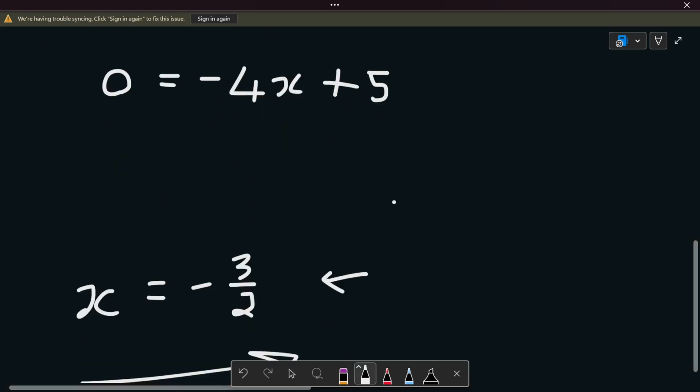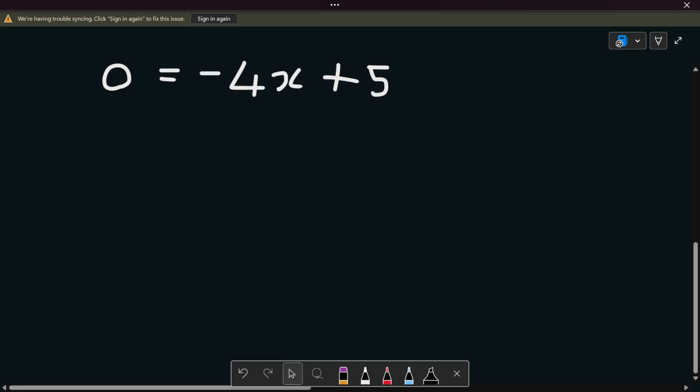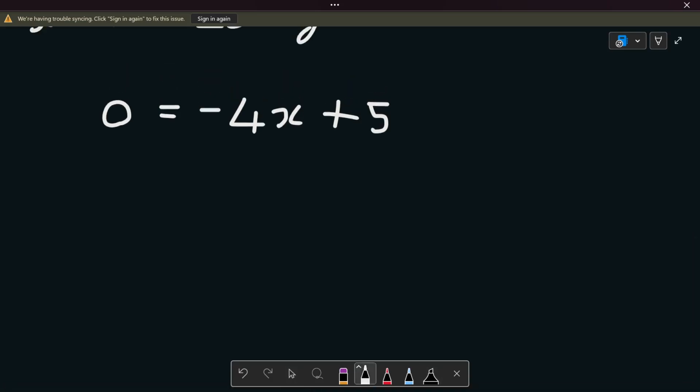And I've completely forgot to get rid of this. Excuse me, let me just do that. Okay, cool. Alright, now we need to solve for x.